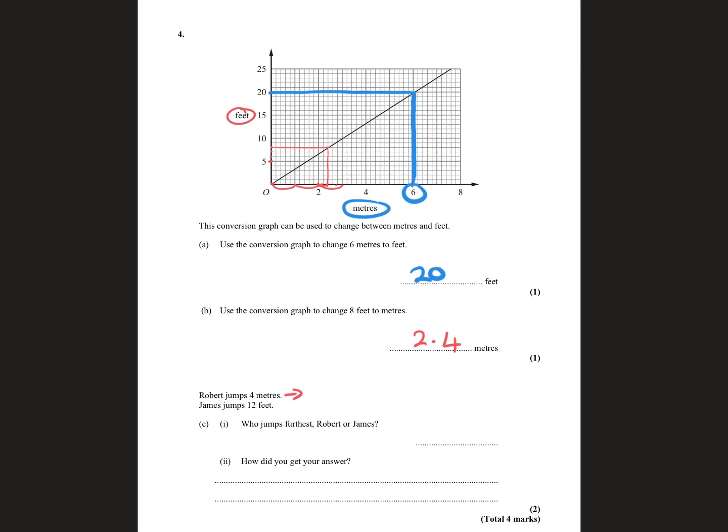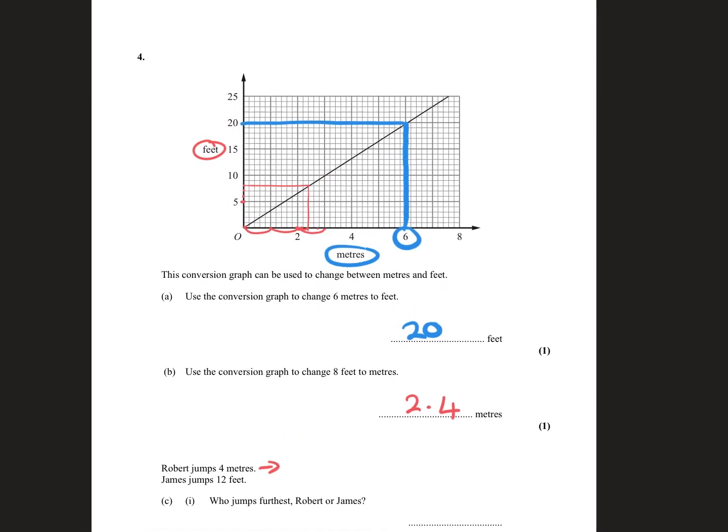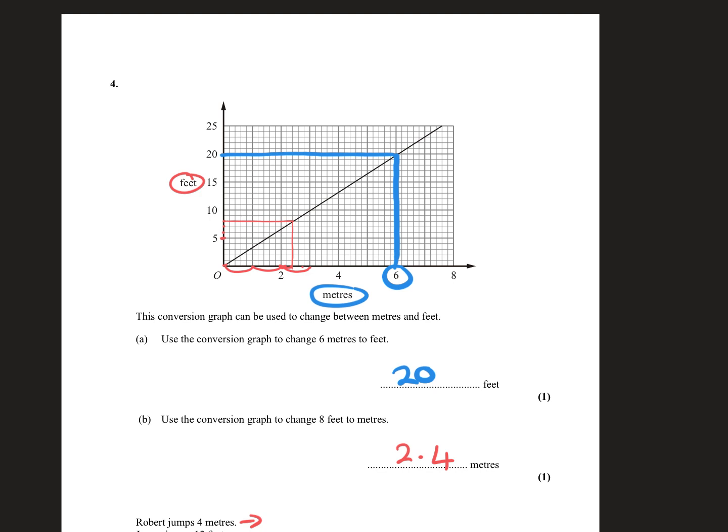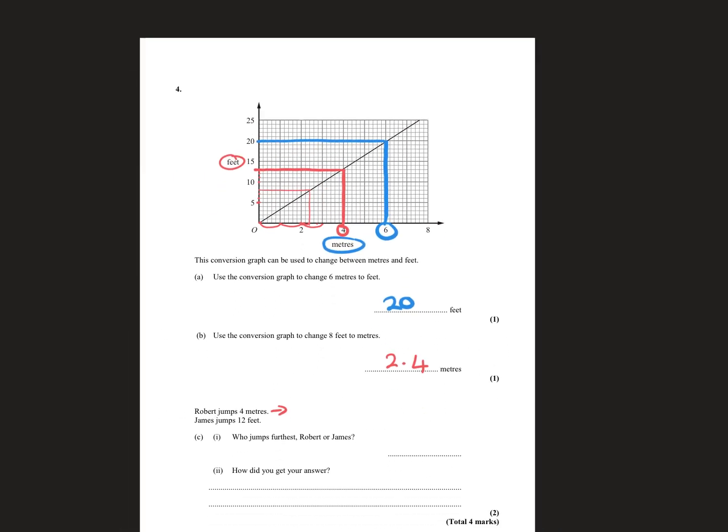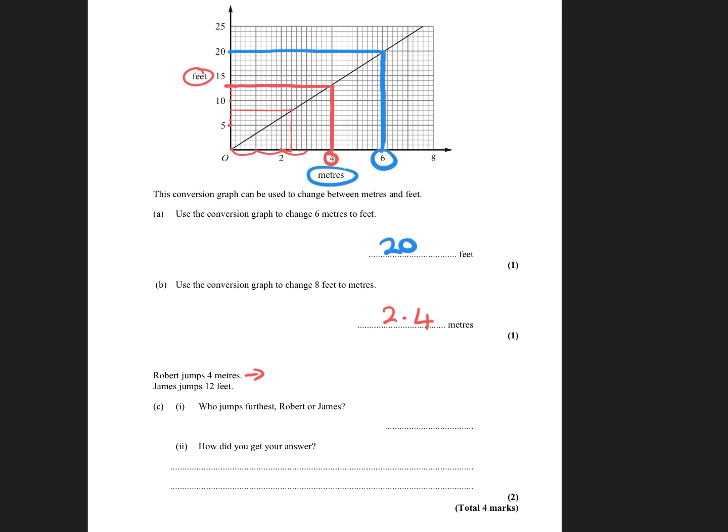So let's go back up to our graph. And it says Robert jumped 4 metres. So here's our metres. And there's 4. So I'm going to just draw my line up there. And then I'm going to go across. It comes out there. So that's 10, 11, 12, 13. So if we go back down to the question, that means that 4 metres is the equivalent to 13 feet. So it says, who jumped furthest, Robert or James? Well, Robert, he jumped 13 feet and James jumped 12 feet. So in fact, it was Robert who jumped the furthest.